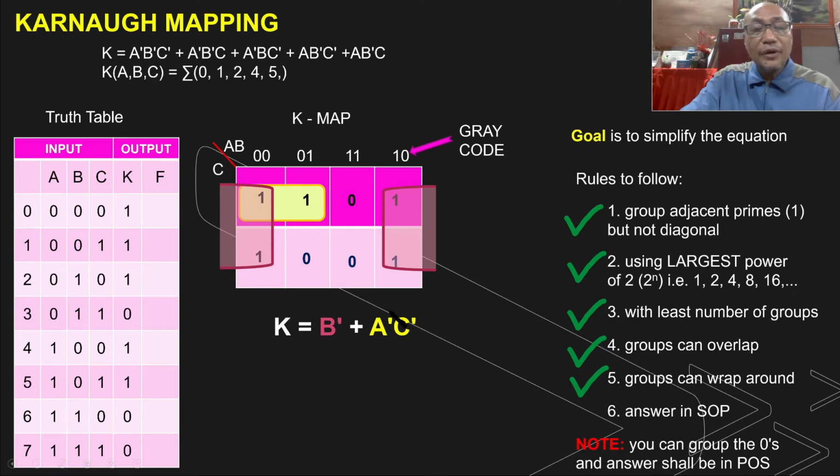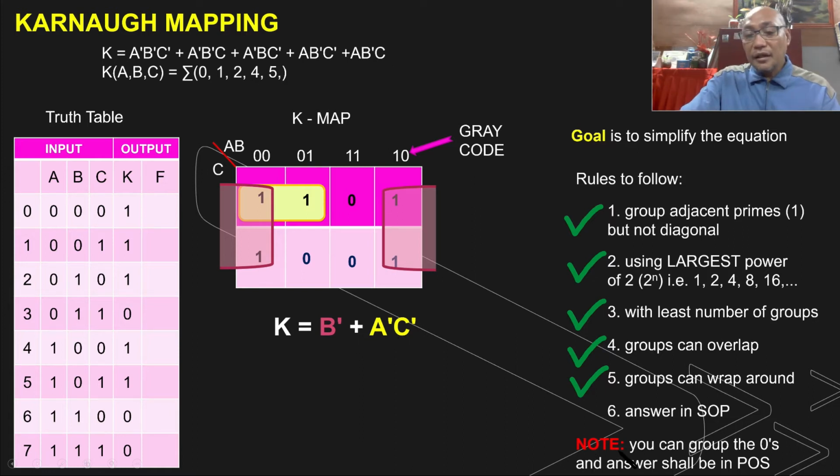The totality of which will be in sum of product. Therefore, the simplified equation now of the summation of 0, 1, 2, 4, and 5 will be equal only to B prime plus A prime C prime. If you want to check this, you can use Boolean algebra and we will arrive to this equation.